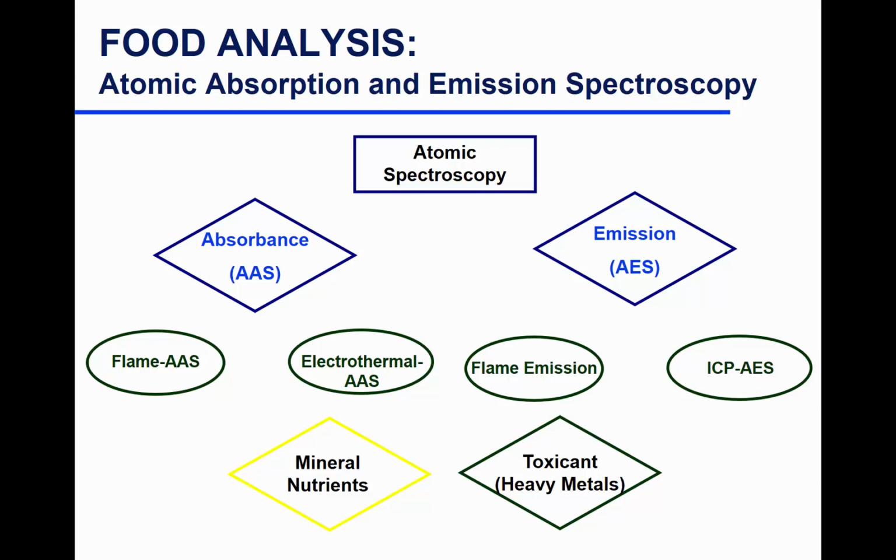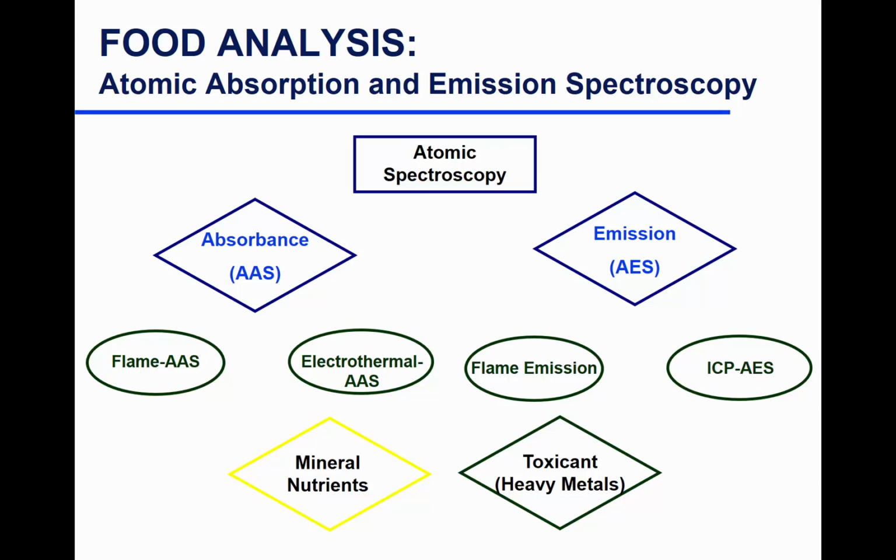In emission spectroscopy, we have flame emission, and we have inductively coupled plasma atomic emission spectroscopy. So that's a mouthful. Inductively coupled plasma. Plasma is the source of atomization in this case. And we're going to differentiate inductively coupled plasma emission spectroscopy versus flame emission. We'll talk about the difference between the two.